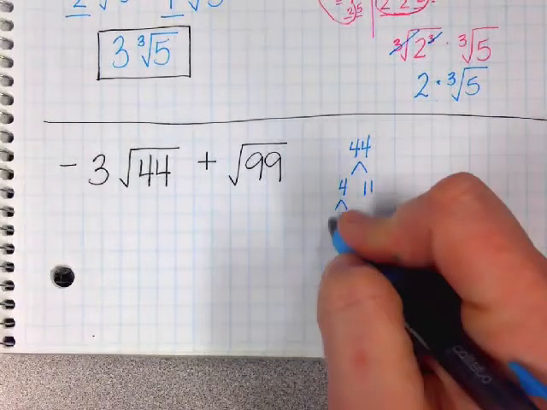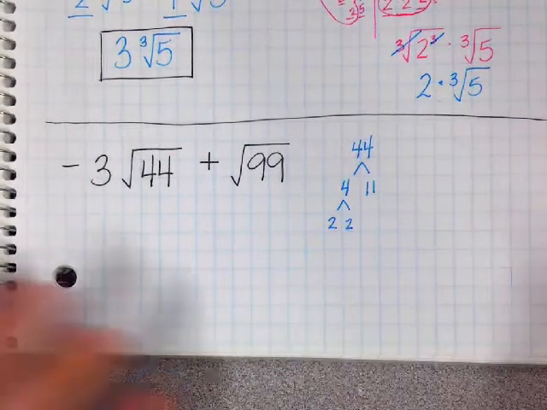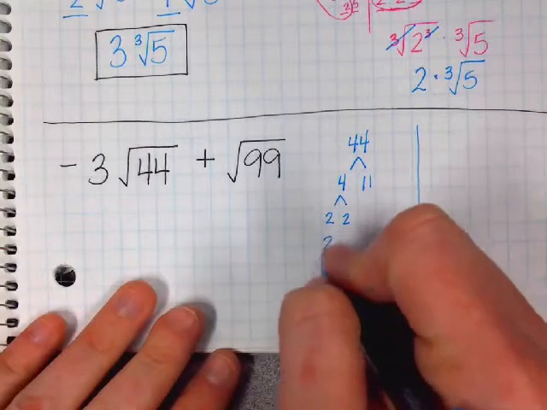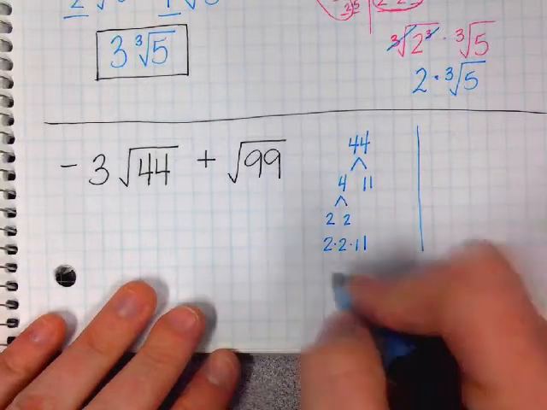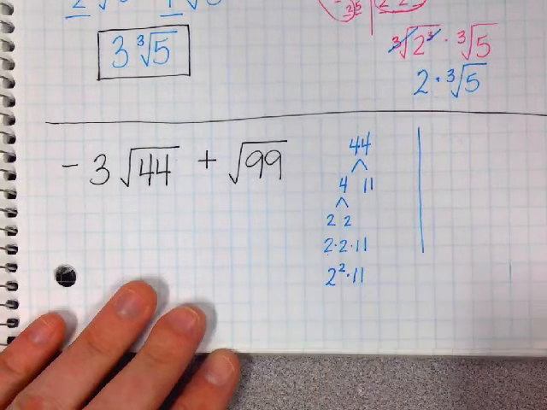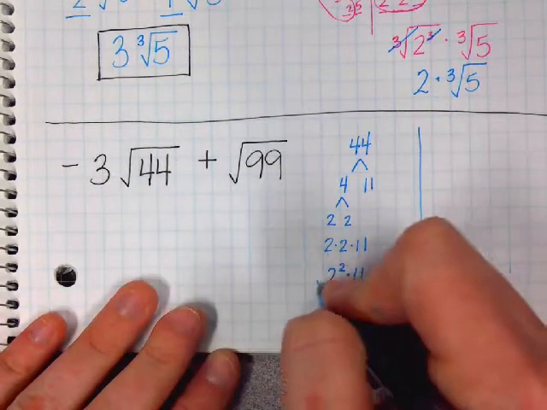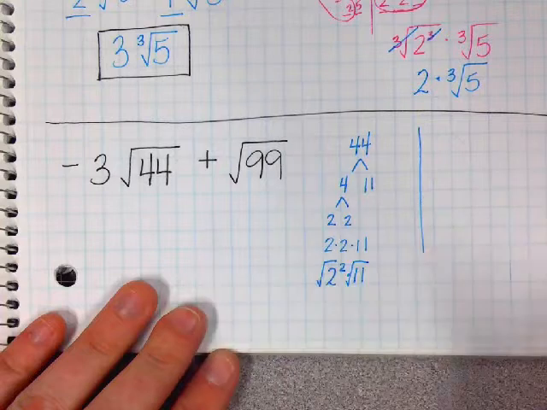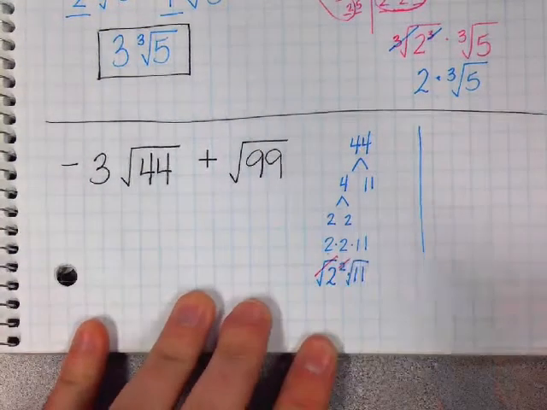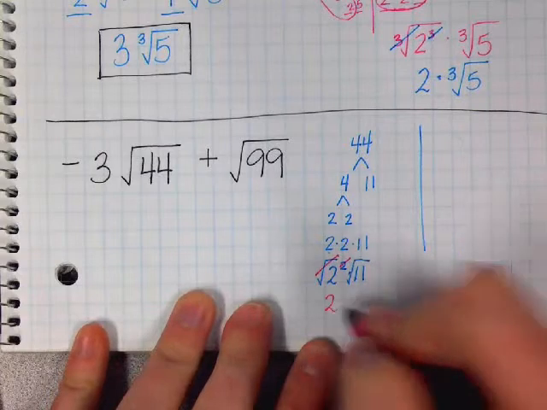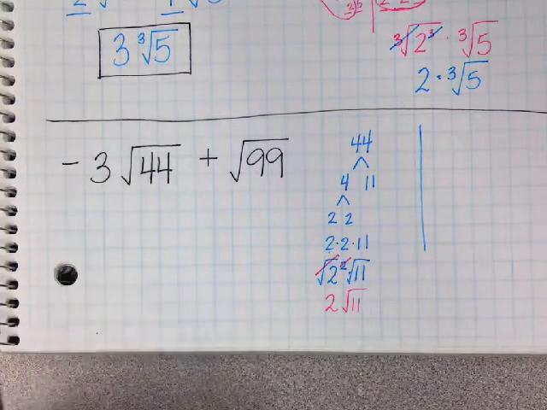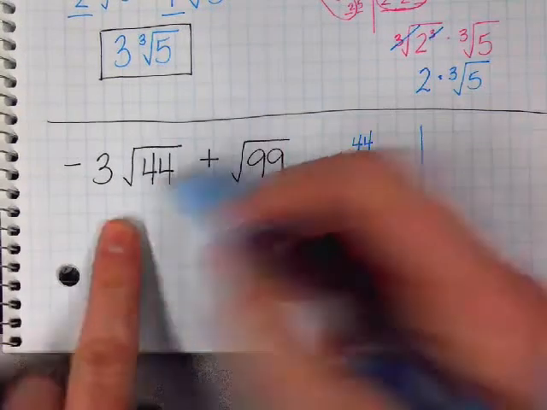And then 4 breaks down into 2 and 2. So then we could rewrite 44 as 2 times 2 times 11. 2 times 2 can be written as 2 squared times 11. And then it's the square root. So square root and square root. The square root and the squared cancel, so it would be written as 2 square root of 11. That was for that one.